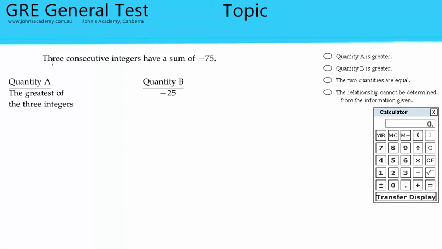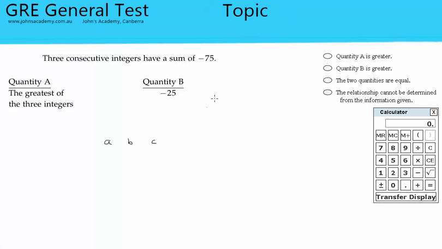All right, in this question, we have three consecutive integers. They have a sum of -75. And quantity A is the greatest of the three integers, and quantity B is -25. So let's say the three consecutive integers are A, B, and C.